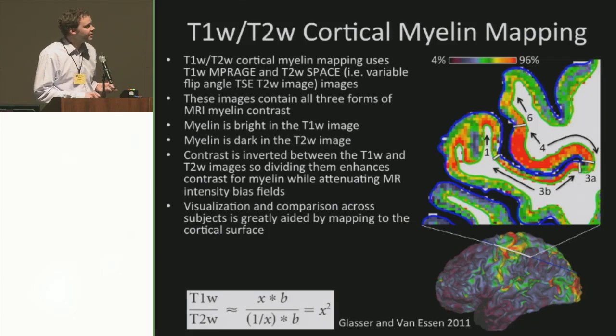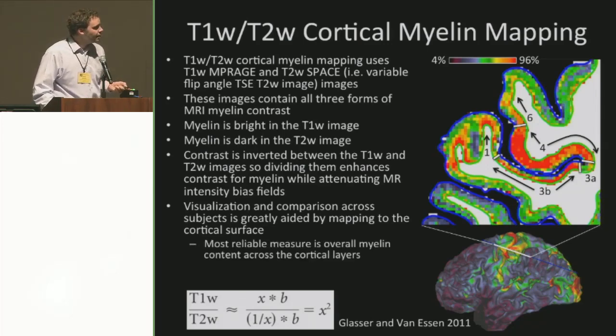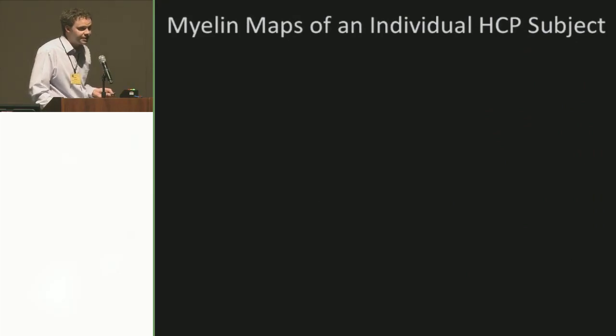It really helps us to visualize and compare across subjects to map this volume data onto the surface, which we've done here. This white line here is basically where this volume slice intersects the surface. Typically, the most reliable measure that we use, at least in our data, which is 0.7 millimeter isotropic, is just averaging across all of the layers. At 0.7, we don't yet have enough resolution to reliably see myeloarchitectural features, though maybe we've got a hint of one here, for example. There are some hints of it, but we need to be higher than 0.7 to really do that. So what do the myelin maps of an individual Human Connectome Project subject look like?